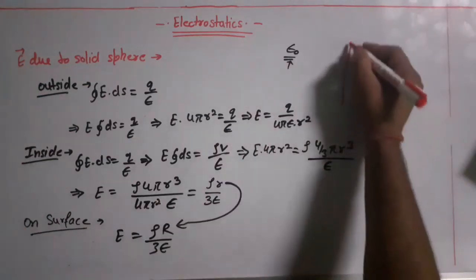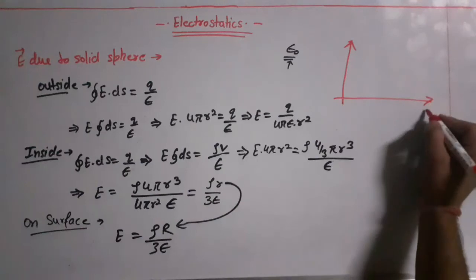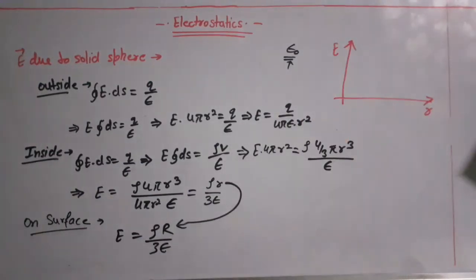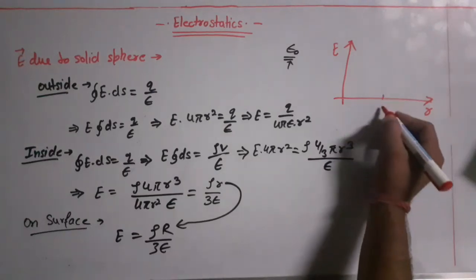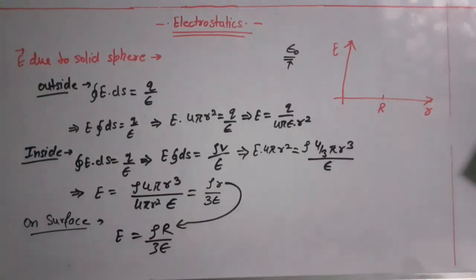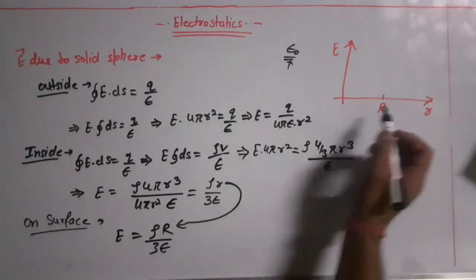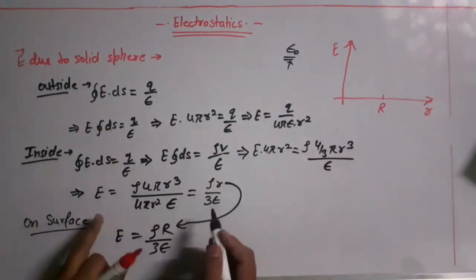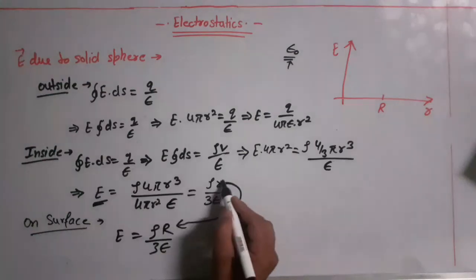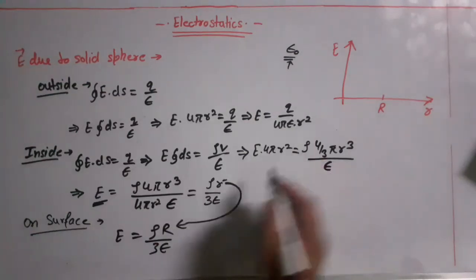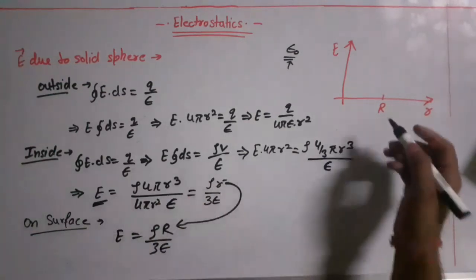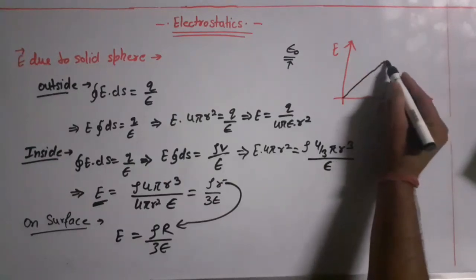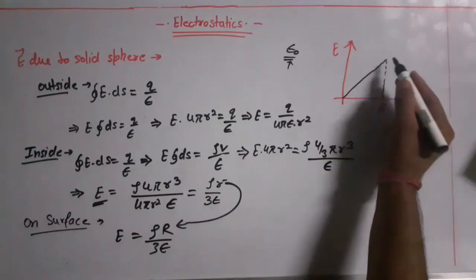If this is our y-axis and this one is our x-axis, on the x-axis we have taken distance and on the y-axis we have taken electric field, and this is our R, which is the radius of our solid sphere. First we discuss inside. Inside, electric field and distance have a linear relation. E is directly proportional to r, so the nature of the graph is a straight line up to R.